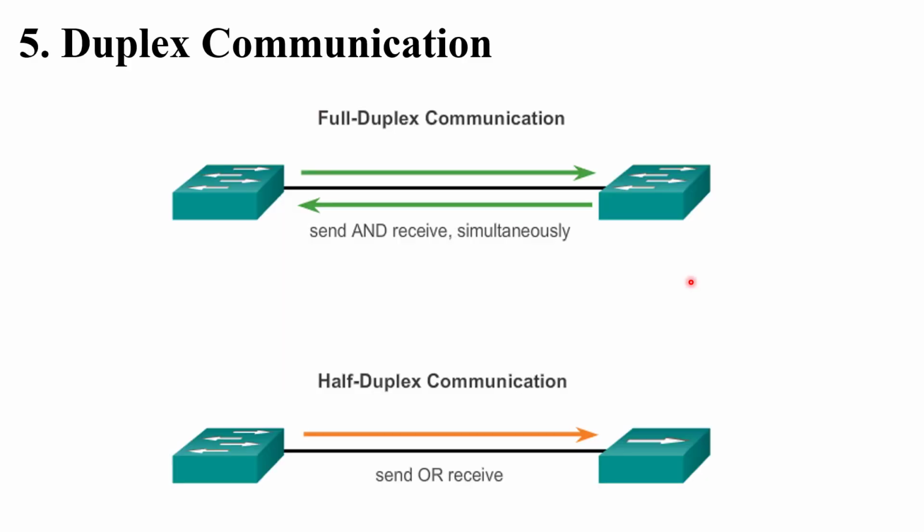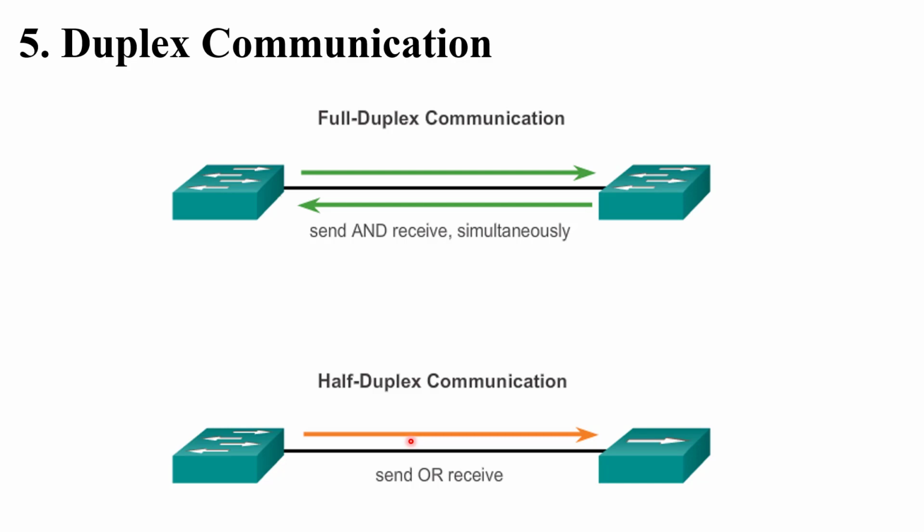The next concept is duplex communication. A switch can do duplex communication. So what do you mean by duplex? First we'll go for half duplex. There is something called half duplex. Half duplex communication means you can send or receive the data one at a time. Either you can send the data or you can receive the data. You can do only one at a time. That is called half duplex.